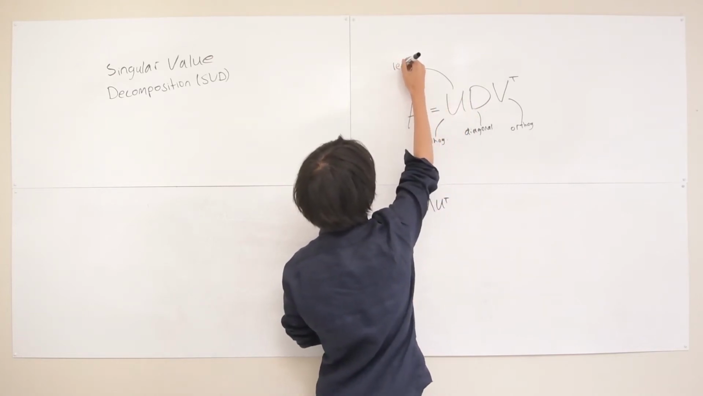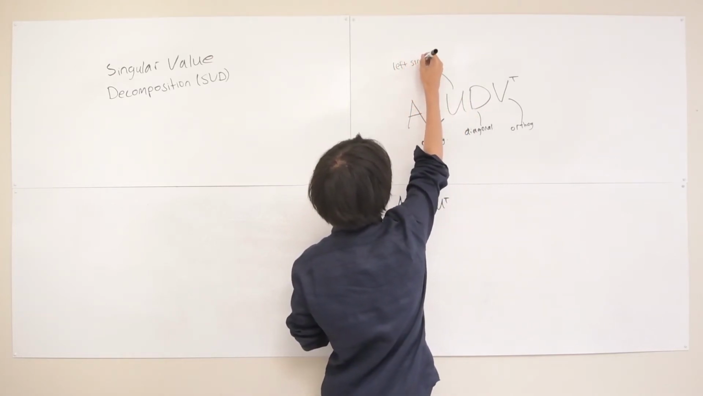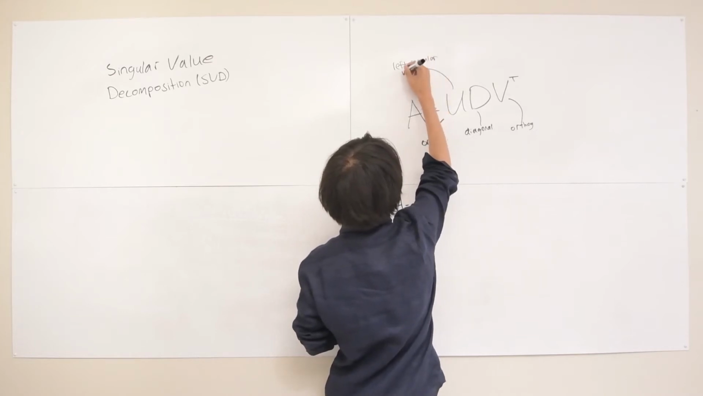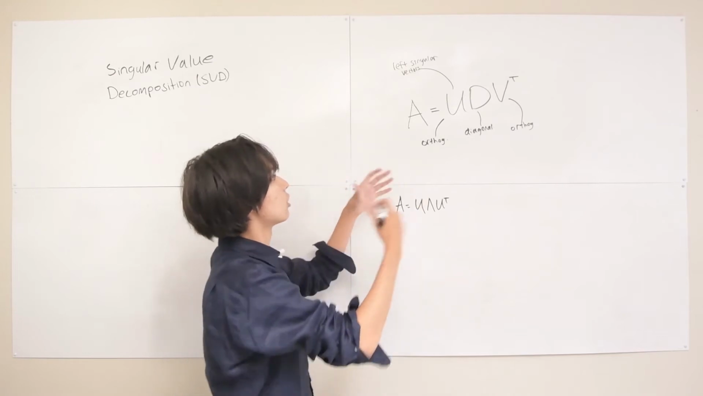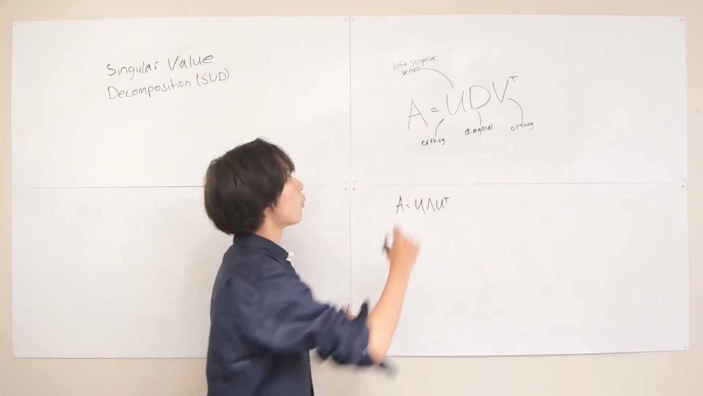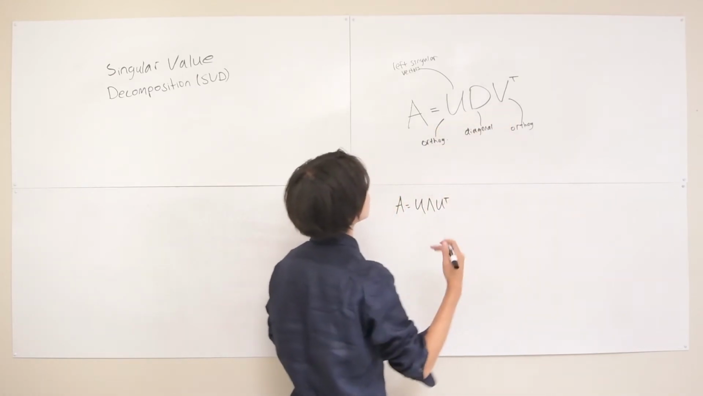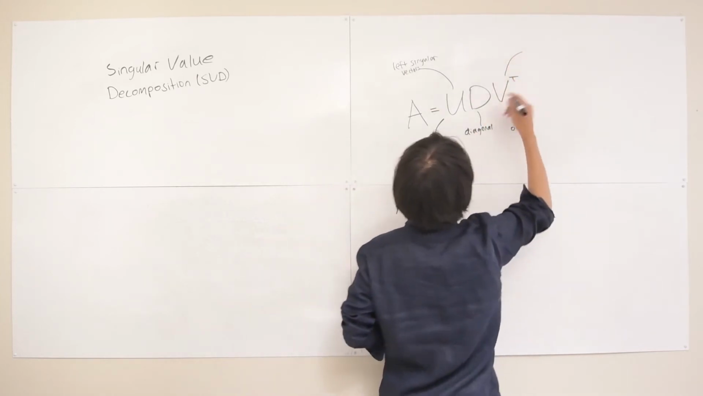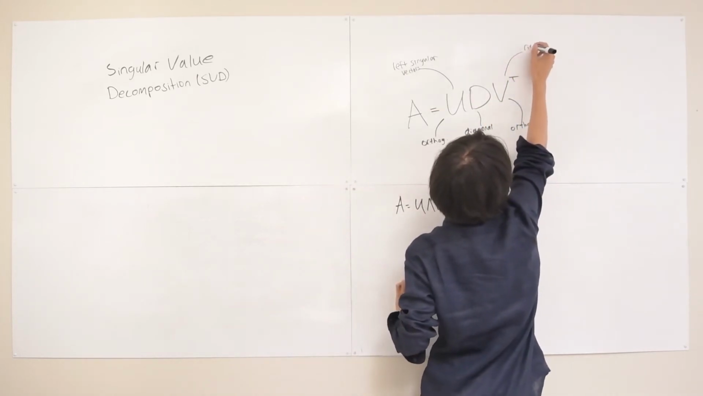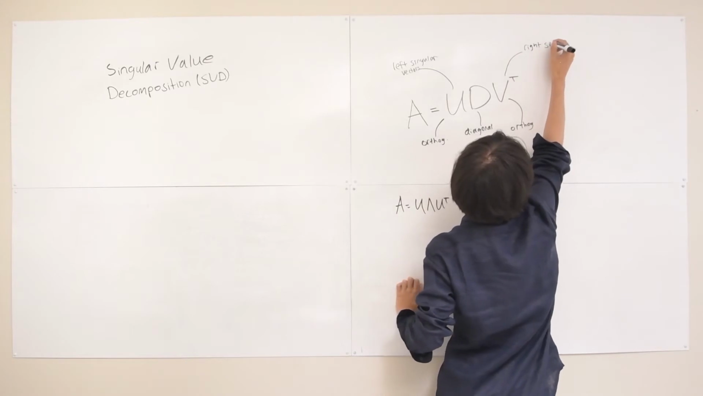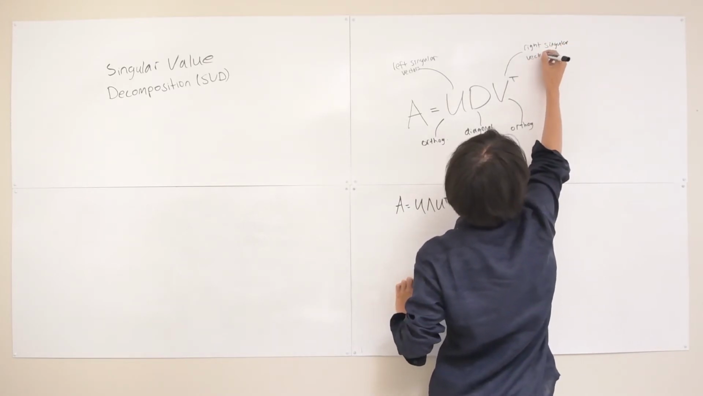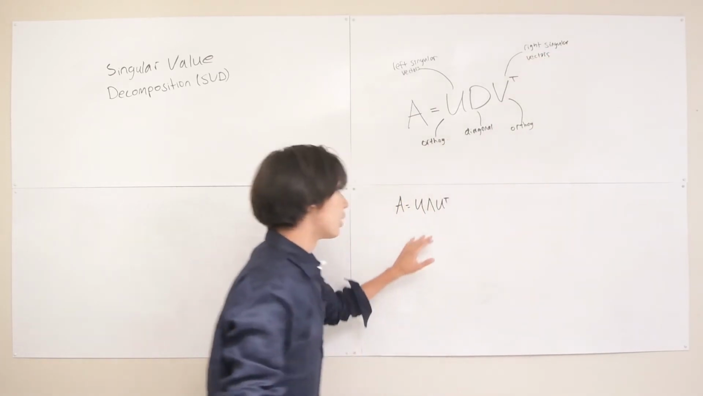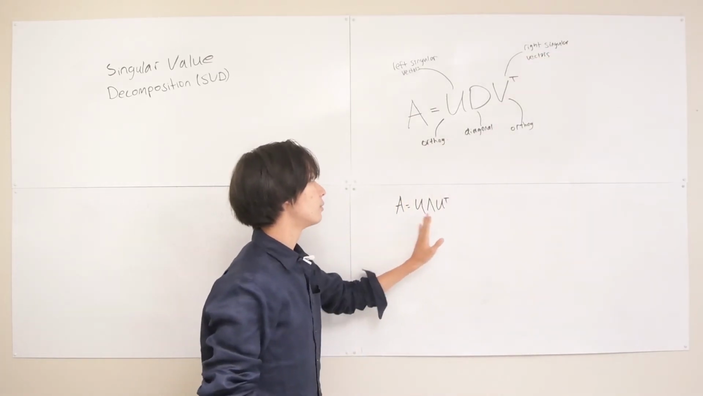This might seem a little random and confusing, but we'll talk about how we can compute these and why they're different from the things in V shortly. V, on the other hand, has the right singular vectors, which are different from the left singular vectors. This is different when you compare it to eigendecomposition, where both of these have the eigenvectors.